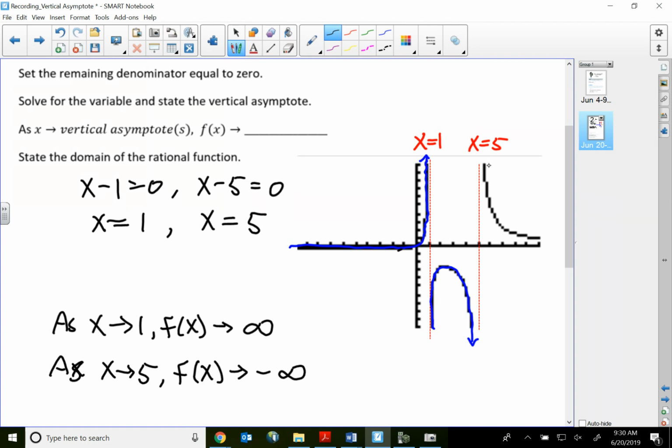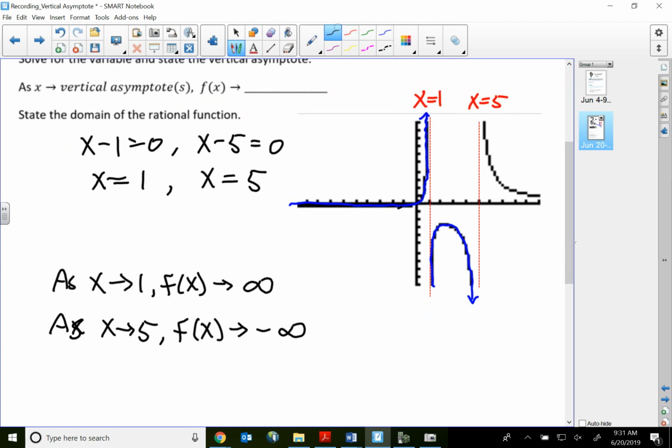Of course I still got another part right here on the right side of x equal to 5. I'm actually approaching infinity, which is not my vertical asymptote. So these two statements refer to what the y value is doing as the x value approaches your two vertical asymptotes from left to the right.